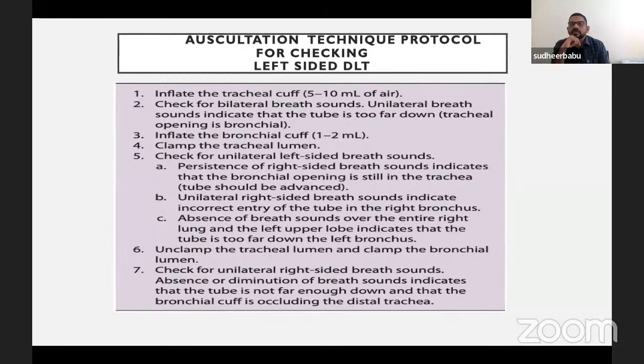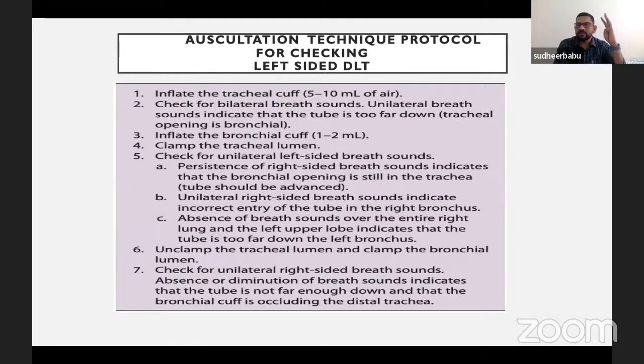Then we clamp the tracheal lumen and inflate the bronchial cuff with a maximum of 3 ml of air, and confirm entry on the endobronchial side. Once this is confirmed, we unclamp the tracheal lumen and again confirm bilateral entry. So if you see here, you clamp the tracheal lumen.